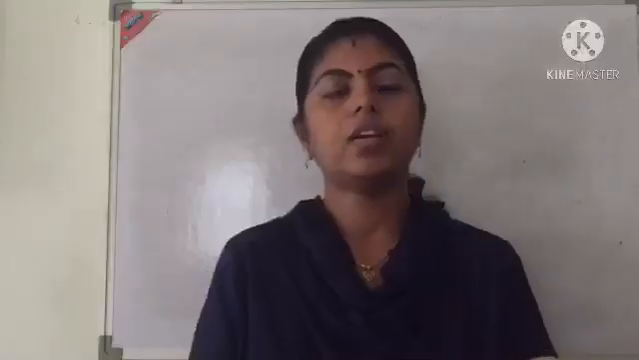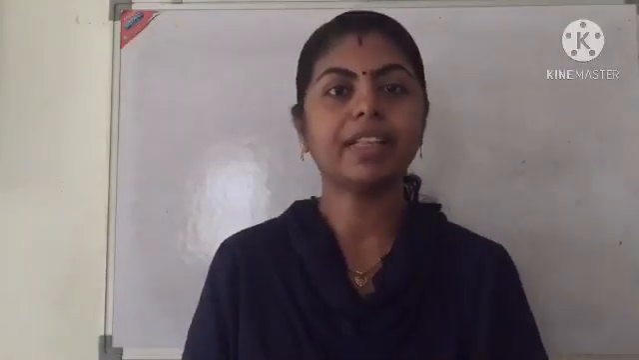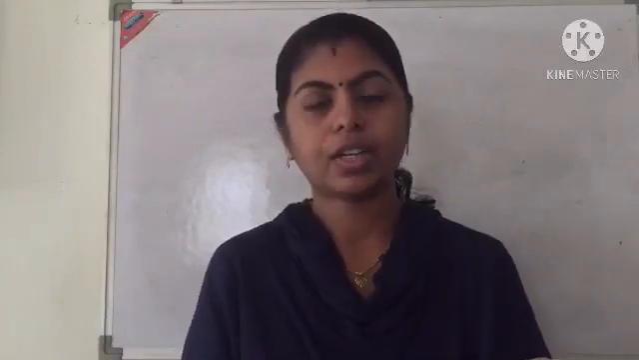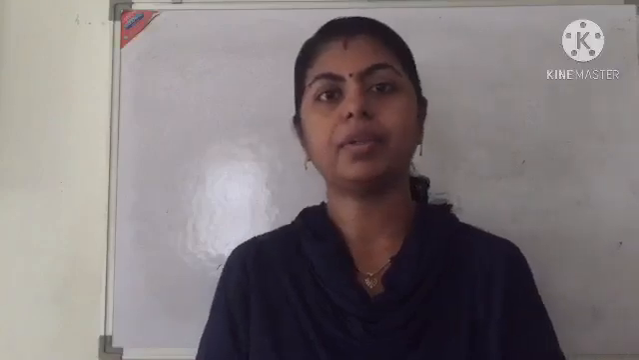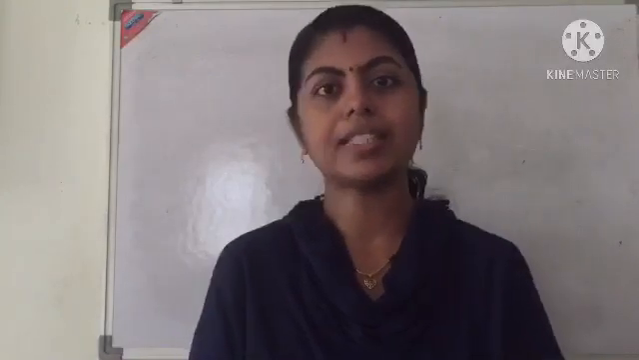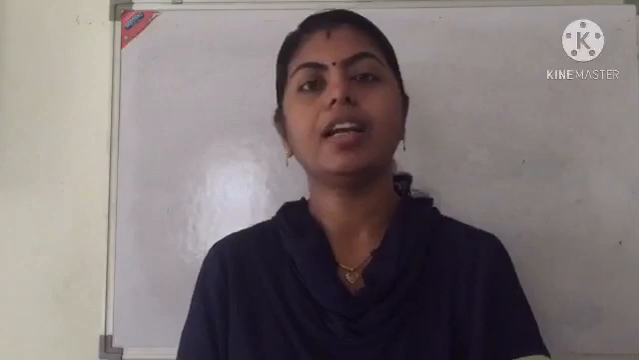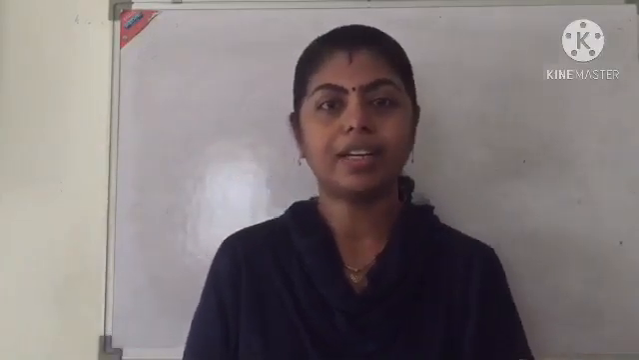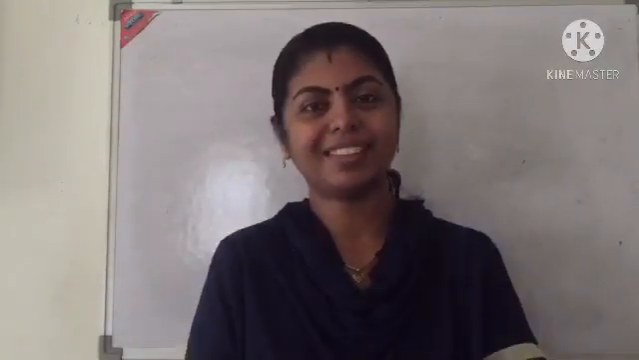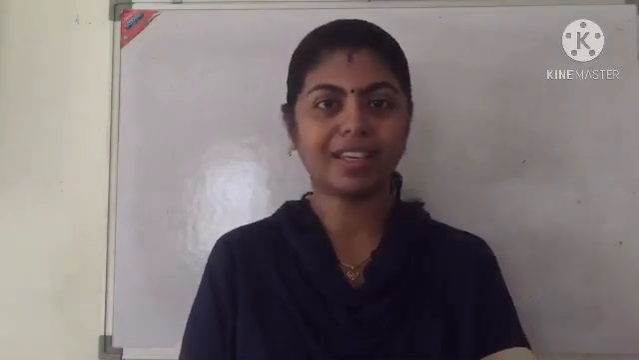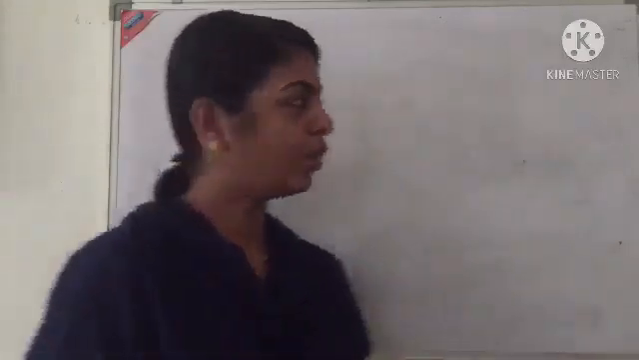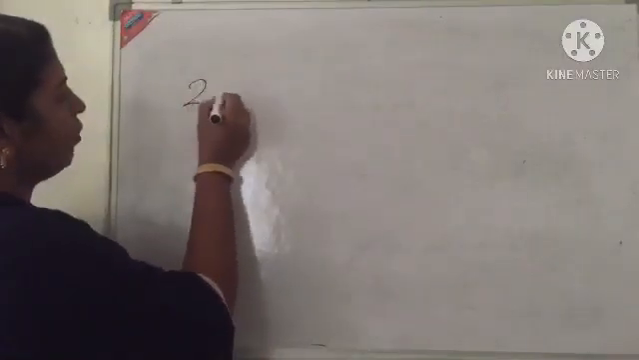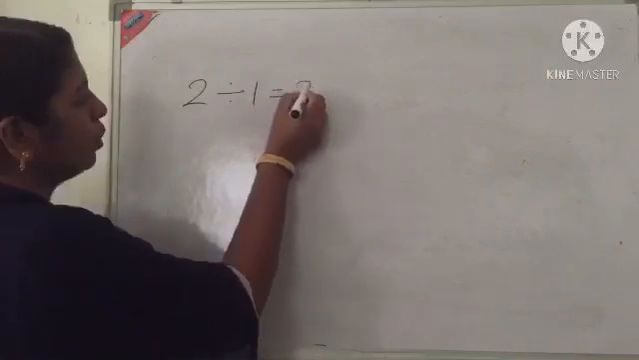Now we can study how to divide with 1 and 0: a number divided by 1, 0 divided by a number, and a number divided by the same number. A number divided by 1, what will be the answer? The number itself. 2 divided by 1, the answer is 2.